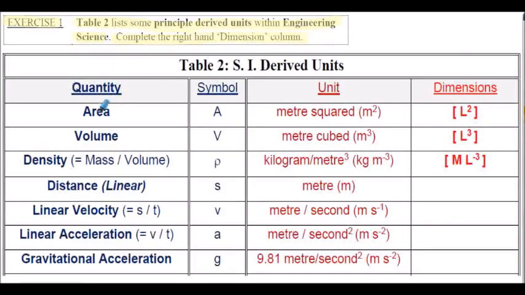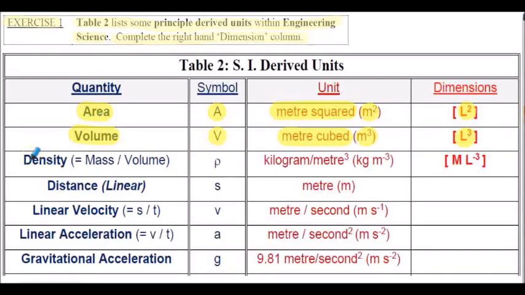So let's consider some of the quantities. The first one is area. The second column here just states the symbol generally used for area, usually uppercase A. The derived SI unit for area would be the meter squared, written as m to the power 2. And in terms of dimensions, that would be L to the power 2. We consider volume, another derived unit, symbol uppercase V. The derived unit would be the meter cubed, m to the 3. So the dimension is L to the 3.